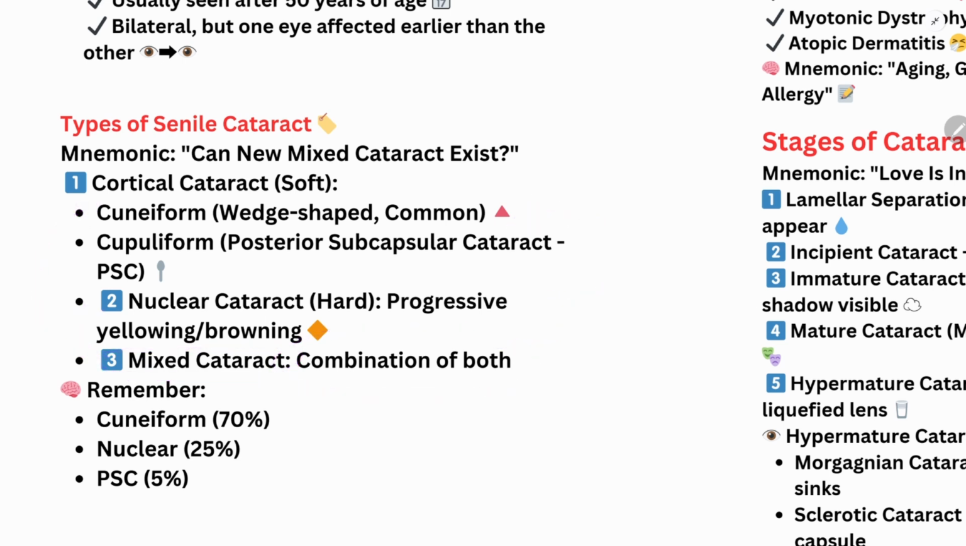Remember the percentage of this cataract is also important. For cuneiform it is 70%, nuclear it is 25%, and posterior subcapsular cataract it is 5%.